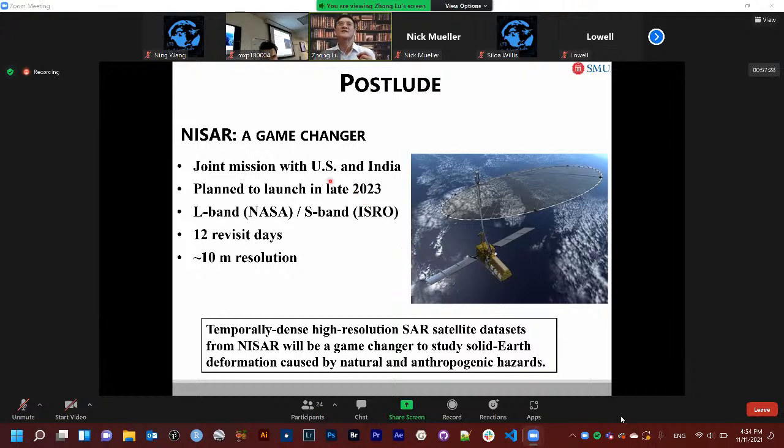The US and India are going to launch a satellite called NISAR, combining two band sensors for the first time on a single satellite, providing repeat observations at 10-meter resolution anywhere on the Earth. With this kind of data, we can provide Gulf Coast deformation much more easily with high accuracy. So this is obviously a game changer to study solid earth processes. So I think I will stop here.